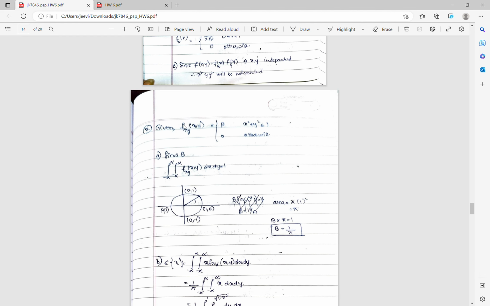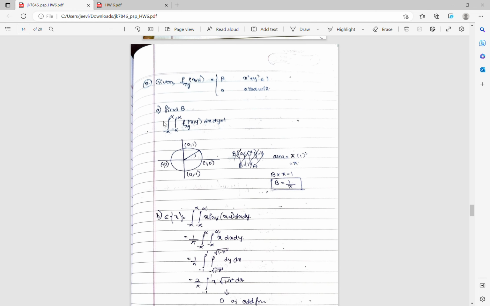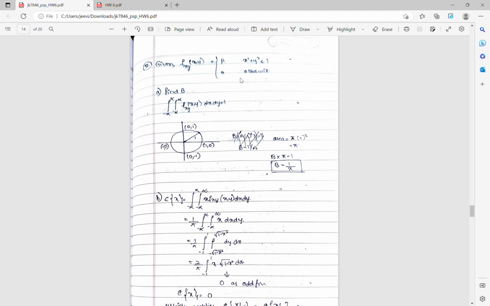It is given that f of x, y is equal to b if x square plus y square is less than or equal to 1. The value will be equal to 0 otherwise. Now we're supposed to find b, that is, the integral from minus infinity to infinity of f of x, y dx dy is equal to 1. Now we know that the region is x square plus y square less than or equal to 1. Therefore, this will be the line of x square plus y square equal to 1. That is, the radius of this circle is equal to 1.